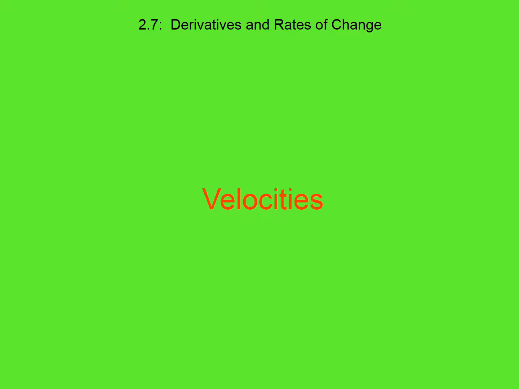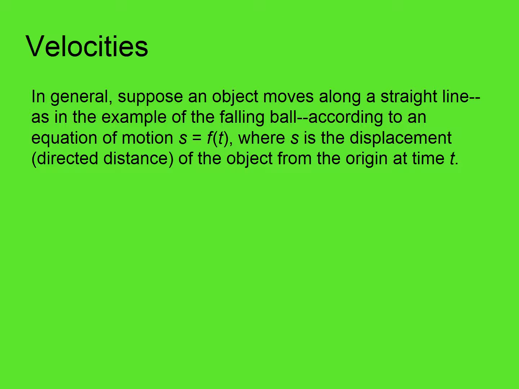Okay, 2.7, derivatives and rates of change, and now we're talking about velocities. In general, suppose that an object moves along a straight line, as in the example of the falling ball, right? You drop a ball from the top of a building. Okay, so that kind of thing.